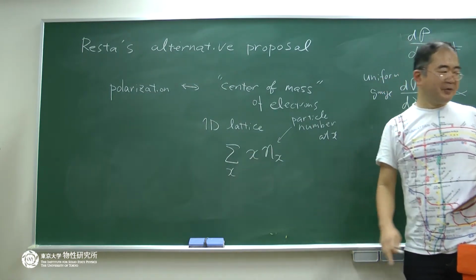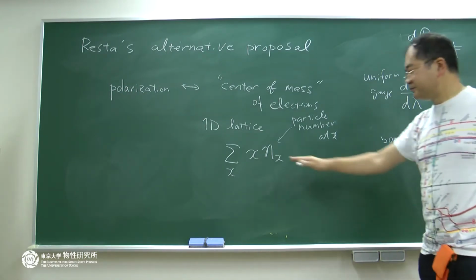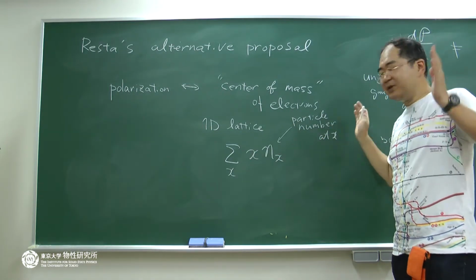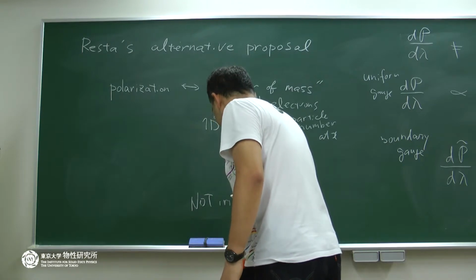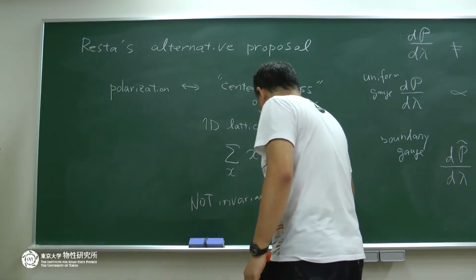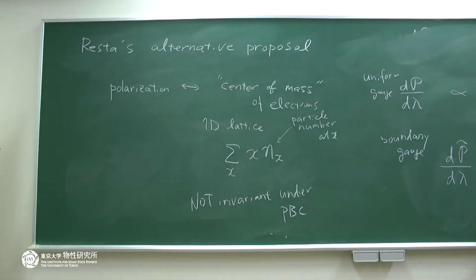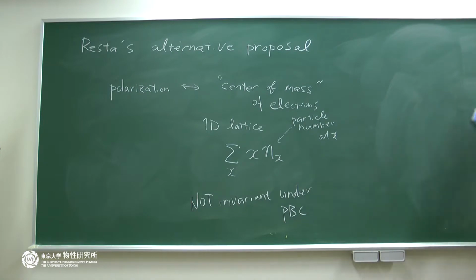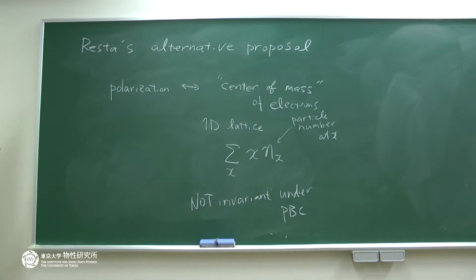But this operator itself doesn't match with periodic boundary condition, apparently, because if you shift x to x plus L, then it's not invariant. So it doesn't seem to work with periodic boundary condition. So what Resta proposed was to make it somehow well defined for periodic boundary condition.